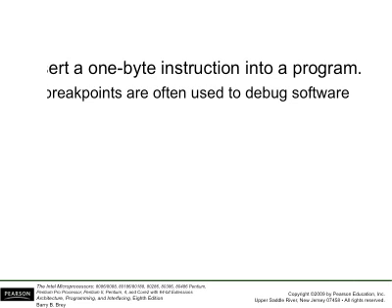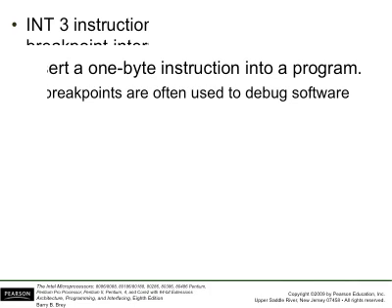INT3 is very interesting. This is a 1-byte instruction. When you compile a program with debug mode enabled, for example, if you do gcc -g, that will enable the debug mode. And then when you do debugging, you can set breakpoints, right? You can say, I want to break at line 37 of my main program, main.c. When you do that, the debugger actually inserts INT3, this 1-byte instruction, in the binary code.